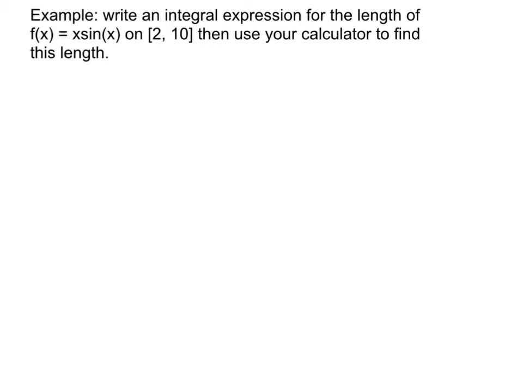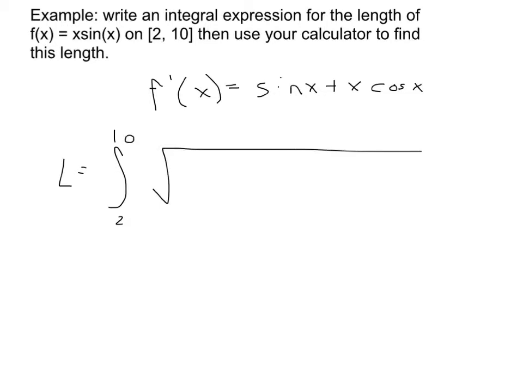The first thing we need to do is figure out what the derivative is. This is a simple product rule, so we should have sine x plus x cosine x. Now that I have that derivative, I can go and find the arc length. The arc length for this will be the integral from 2 to 10 of the square root of 1 plus (sine x plus x cosine x) squared dx. So in terms of the integral expression, there it is. This gives us the arc length.